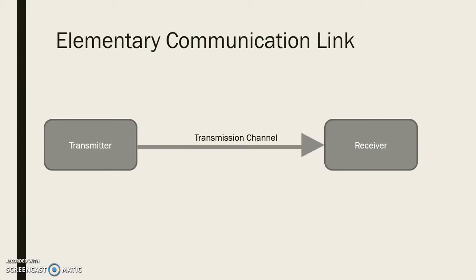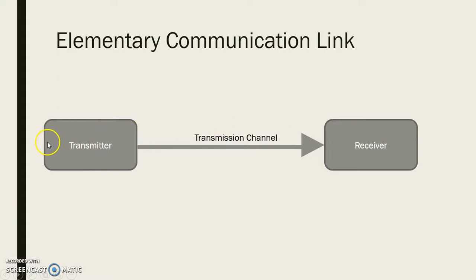So, when we are trying to understand what is an optical fiber communication, we have to see what were the traditional communication links. So here is the elementary communication link. You have three components: transmitter, transmission channel, and receiver.